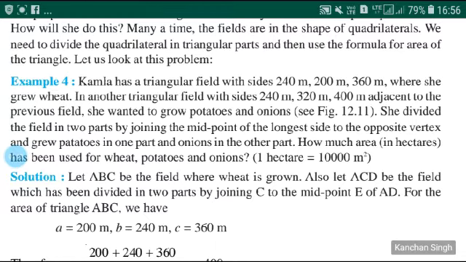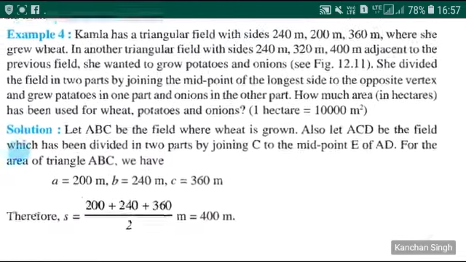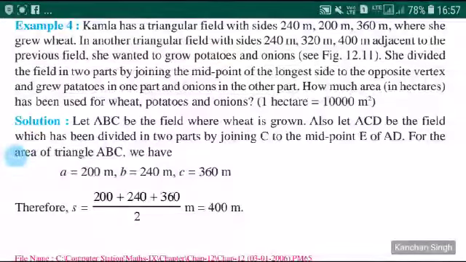Now see here, whatever crops she wants to grow, all the shapes are in triangular form. So it is not that difficult to calculate the values. Let us calculate. To find the area, just find the area of the three triangular plots and add them. Now see, let ABC be the field where wheat is grown. Also let ACD be the field which has been divided into two parts by joining C to the midpoint of AD.